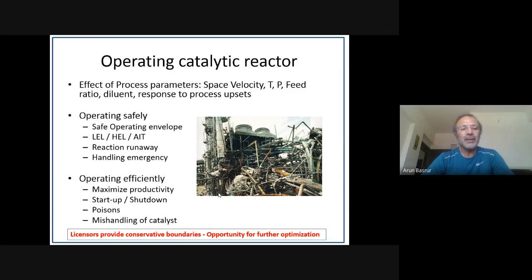Two other things that need to be known are safe operation. So the licensor normally gives what is known as the safe operating envelope. So the information that is provided is the lower explosion limit, the higher explosion limit, and the auto ignition temperature of the constituents of the reactor. Then the information is also given on what are the conditions which can get the reaction into a runaway mode, how to prevent that, how to respond to emergencies.